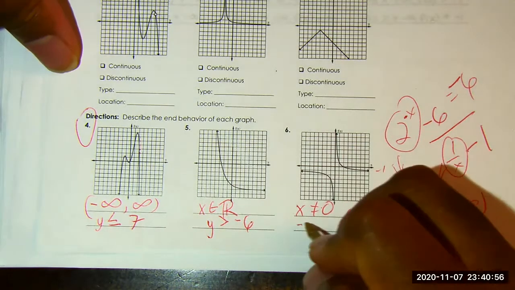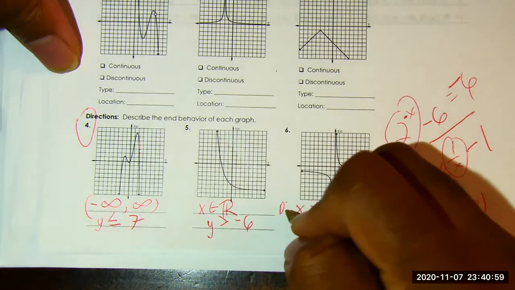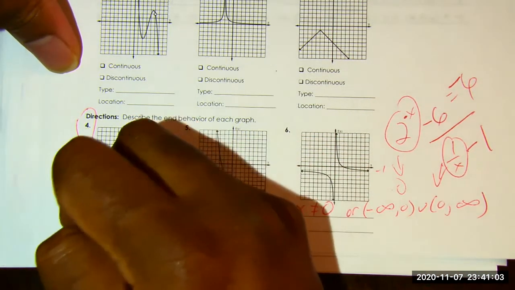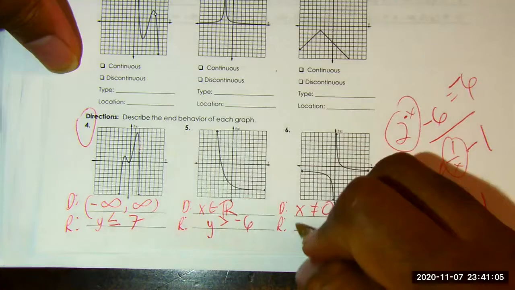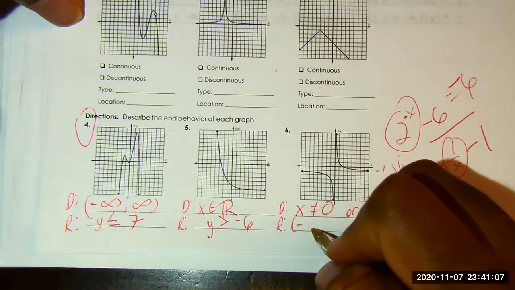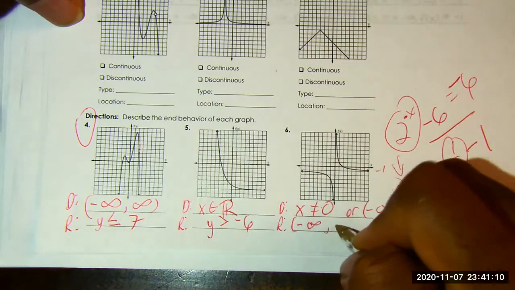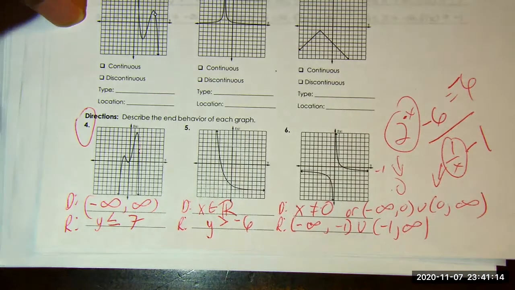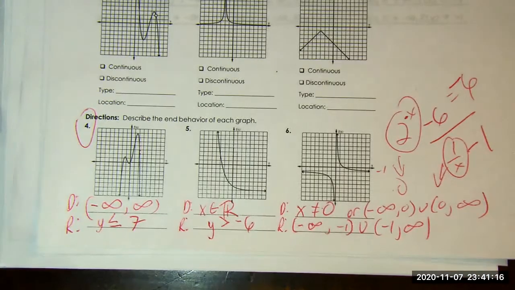So I'll do negative for the range. The range could be negative infinity to -1, parentheses, union, -1 to positive infinity. I'm okay with that for the range.